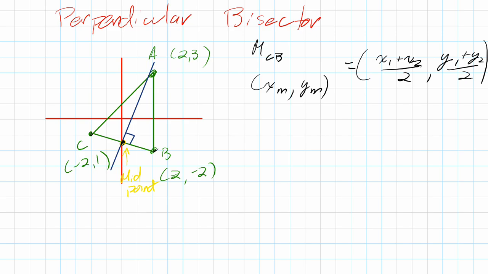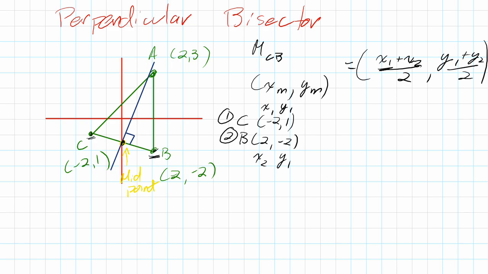What 2 points are we referring to? Well, since it's the midpoint between CB, we need these 2 values. So we'll say C, which is (-2, 1), and B, which is (2, -2). We're going to label them. I'll call C 1 and B 2. It doesn't really matter, just for labeling's sake, so it's easier to plug into that equation. Since we called C 1, we'll call that x1, y1, and B, x2, y2.